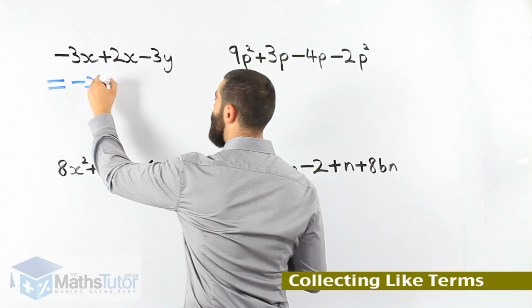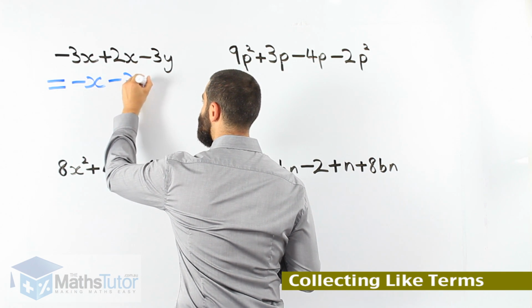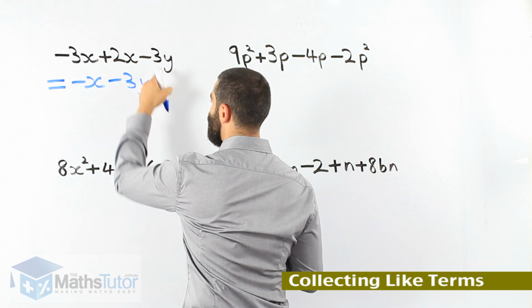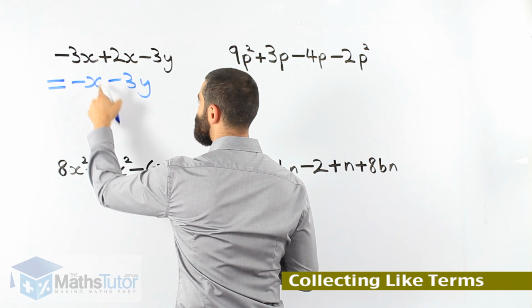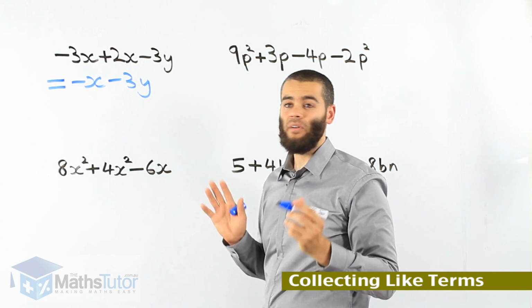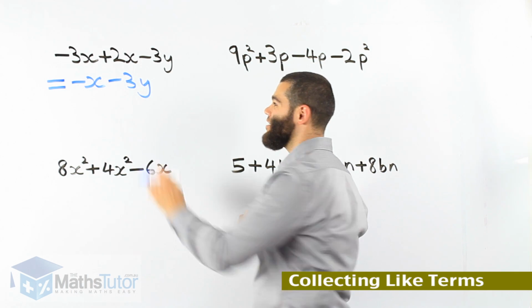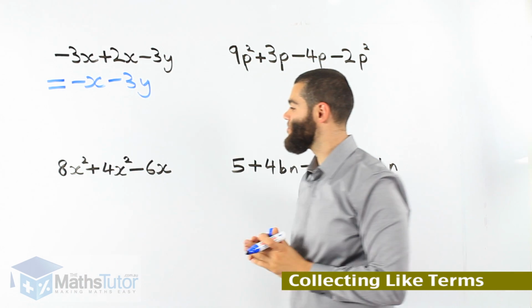And then minus 3y. It doesn't have any like terms. So negative x minus 3y is our final solution for that one.